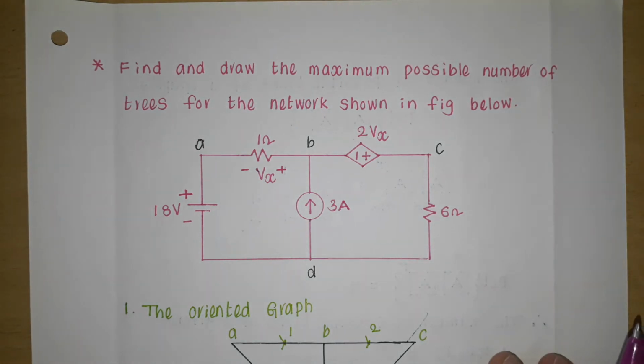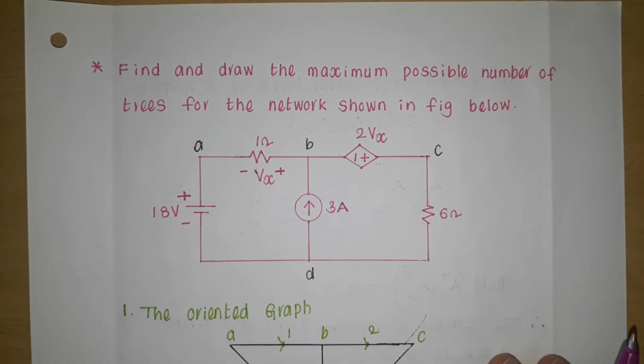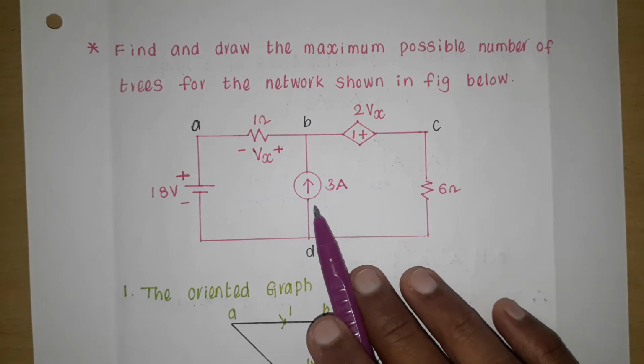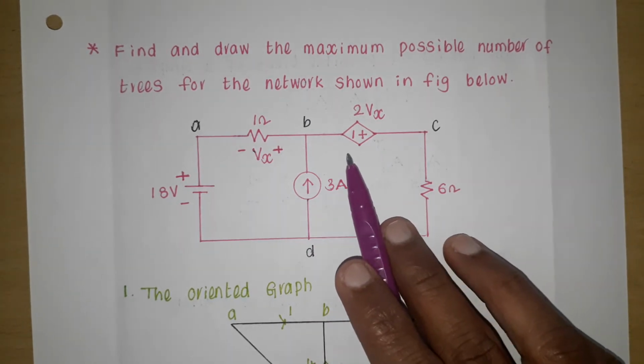Find and draw the maximum possible number of trees for the network shown in the figure below. So an electrical circuit, a network, is given. There are two independent sources. One is a dependent source, one is a resistor.